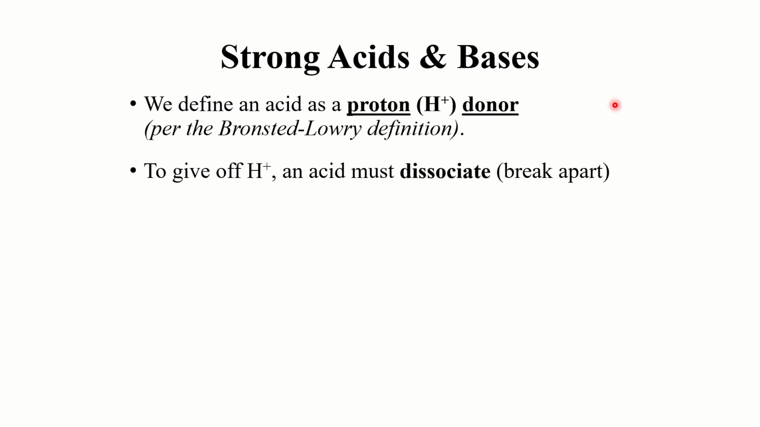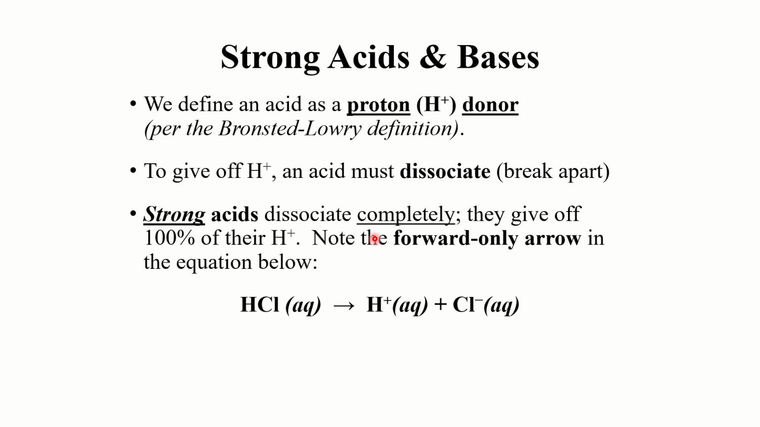All right, next we're going to look at strong acids and bases. We are going to define an acid as a proton donor or an H+ donor, again, per the Bronsted-Lowry definition we touched on earlier. To give off an H+, an acid must dissociate or break apart. The H+ has to break away from the anion that remains from the rest of the acid. Strong acids are acids that dissociate completely. They give off 100% of their H+.